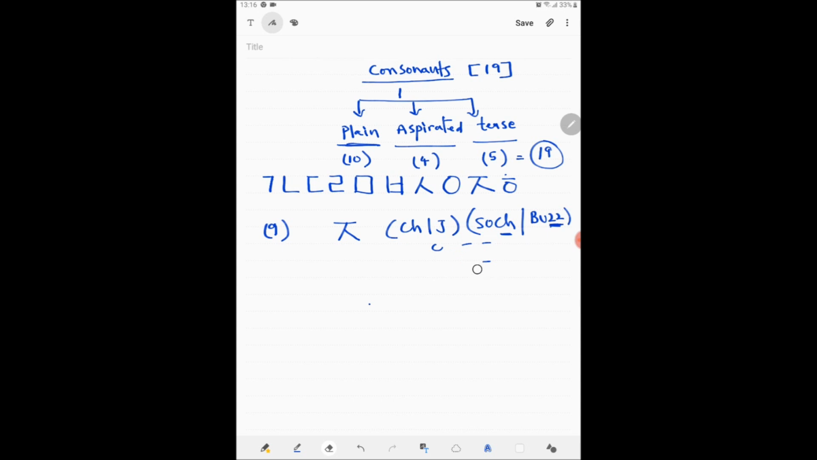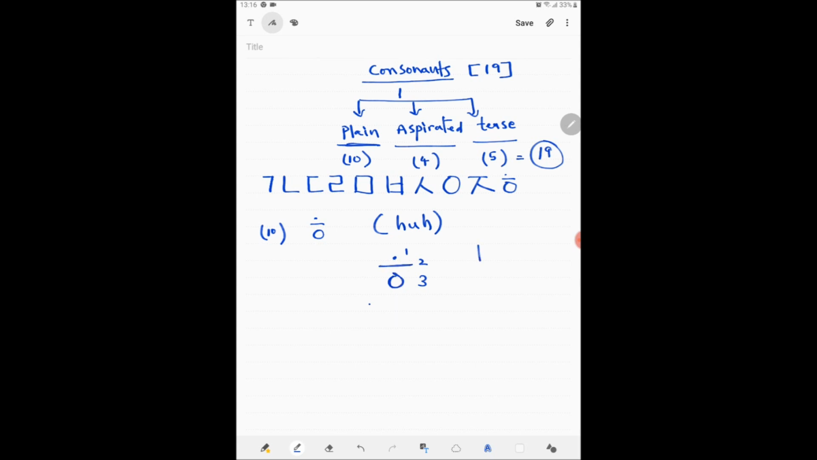So last consonant, last plain consonant. We are dealing with plain consonants only at this stage. So the last plain consonant is h. Pronunciation is h. How do we write this? One dot, one straight line, and then one here. So 1, 2, and 3. For this also it's a single sound. Wherever the sound comes, it will have one sound, which is h.